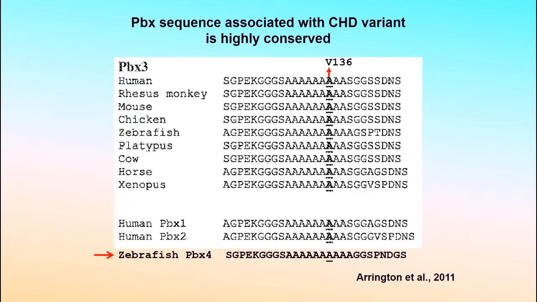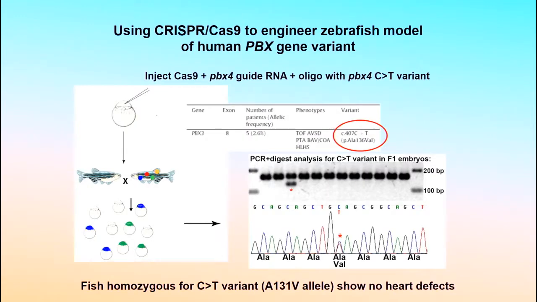But we decided not to test this variant in the zebrafish Pbx3 gene because it's not expressed during early heart development, and we knocked it out and it has no function, at least as far as we can tell, in early heart development. So we engineered this variant in the conserved site in the zebrafish Pbx4 gene. And we used CRISPR to do this. Many of you are probably familiar with how we can do this in zebrafish. We just inject Cas9, a guide RNA, and an oligo containing the C to T change that we want to introduce in the Pbx4 gene.